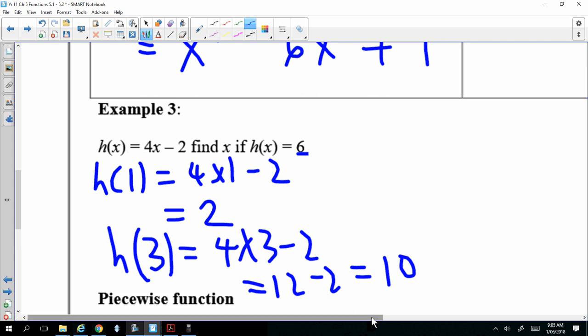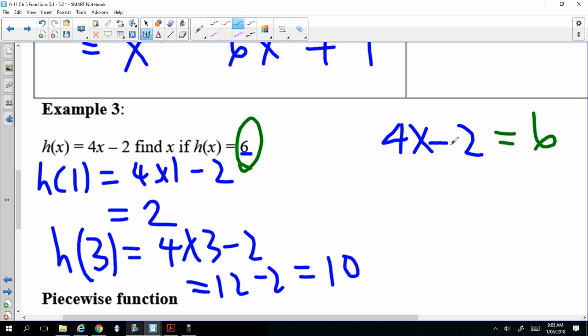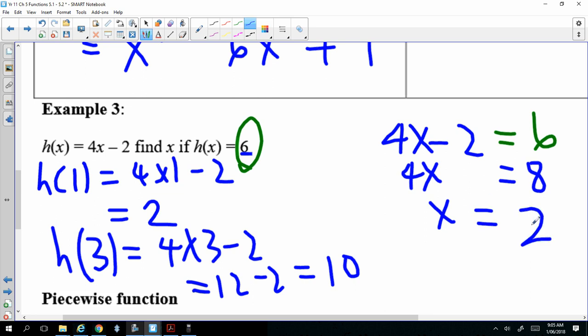Let's make 4x minus 2 equal to 6. That's h of x. Let's solve for x. 4x equals 8. What's x equal to? 2. So 2 will work. So get the idea? If I substitute 2 into h, I will get 6 as the answer. And to do that, you just have to solve the equation. So that's given the y value, find the x value.